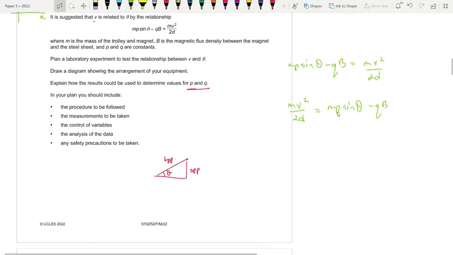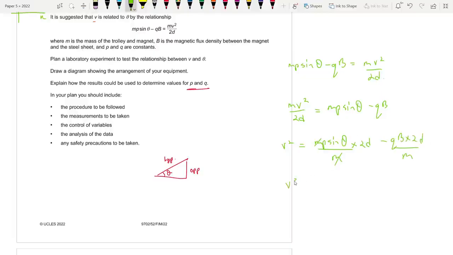Now, if you just make V square the subject, what are you going to end up with? V square is equal to mg sin theta divided by m into twice d minus QB into twice d divided by m. That's it. Now we can get rid of m here, and you're ending up with V square is equal to 2gd into sin theta minus 2QdB divided by m. Doesn't this look like y is equal to mx plus c? So what do you guys understand?